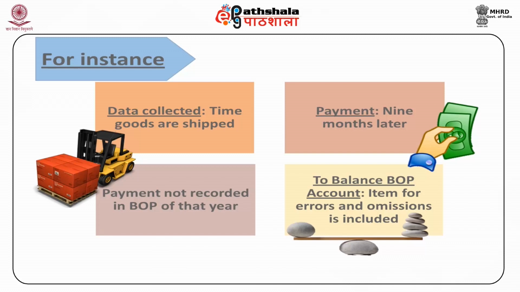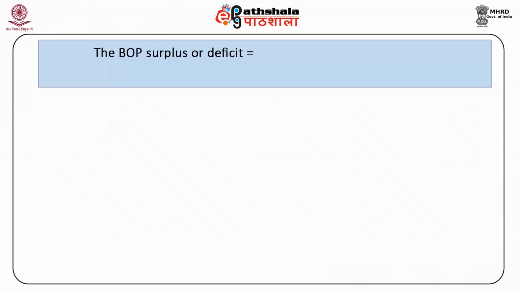You may wonder about the above point. If the balance of payments always balances, allowing for errors and omissions, then why do we talk about a country running a balance of payments surplus or a balance of payments deficit? The balance of payments surplus or deficit refers to the sum of current account and capital account balances.